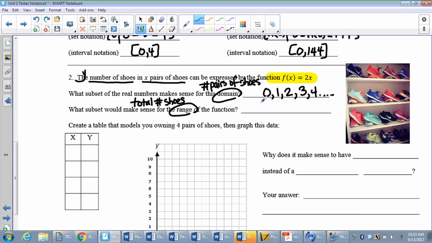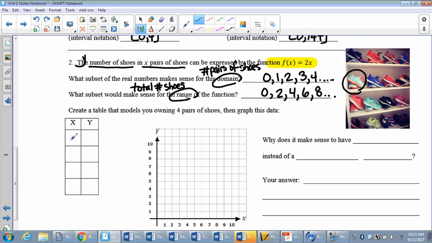So let's figure this out. If I have 0 pairs of shoes, I have 0 shoes. If you have 1 pair of shoes, how many shoes is that? This is 1 pair of shoes. That's 2 shoes. So that's 2. 2 pairs of shoes is 4 shoes. 3 pairs of shoes, 6. 4 pairs of shoes, 8. The directions say create a table that models you owning 4 pairs of shoes, then graph.